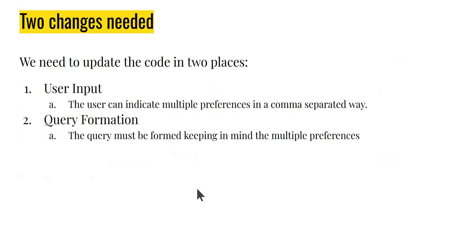So clearly, there are two changes that we need to make with respect to our class project. Number one, the user input. In fact, this is quite simple. All we need to do is to allow comma separated values, which we can then process for figuring out what are the different preferences mentioned for a given specification. The important bit and the more tricky one is the query formation. The query must be formed now keeping in mind the multiple preferences for the different specifications. Now this is best understood with some examples.